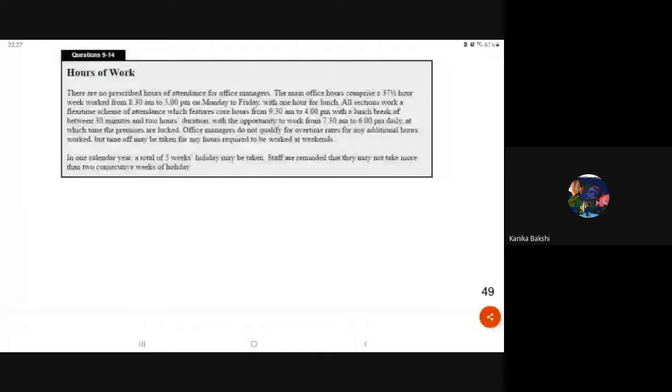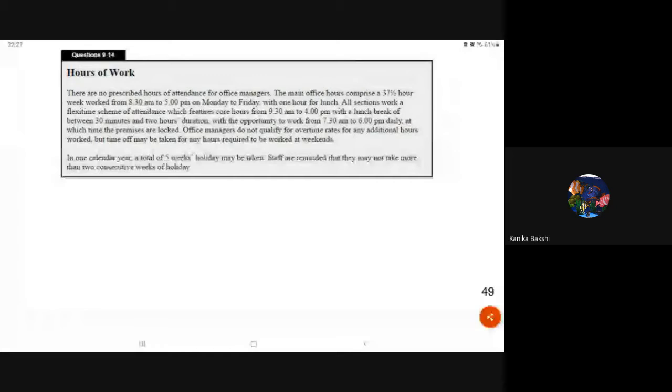Question statement, passage कह रहा है कि total 5 weeks you can take.